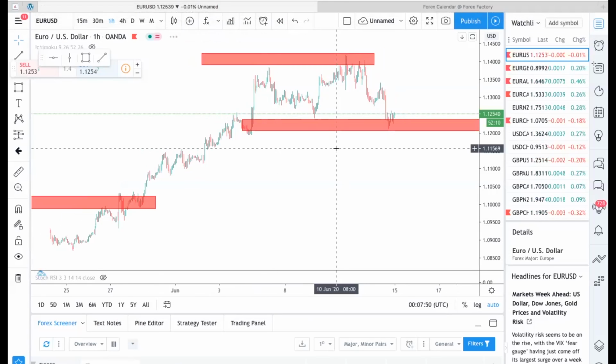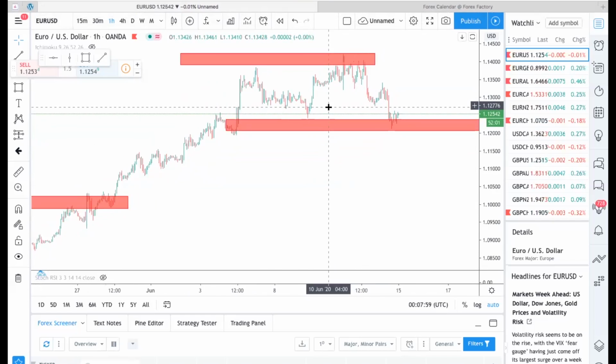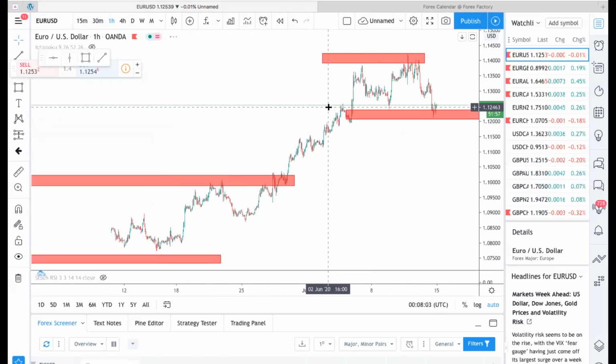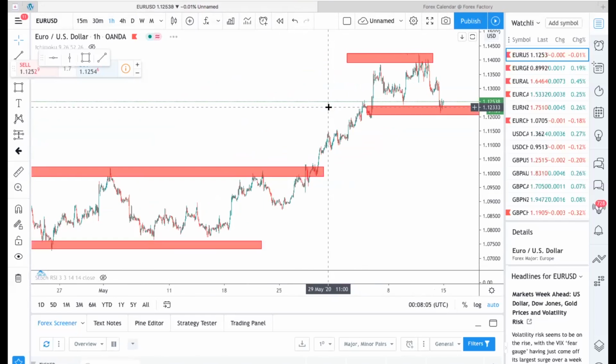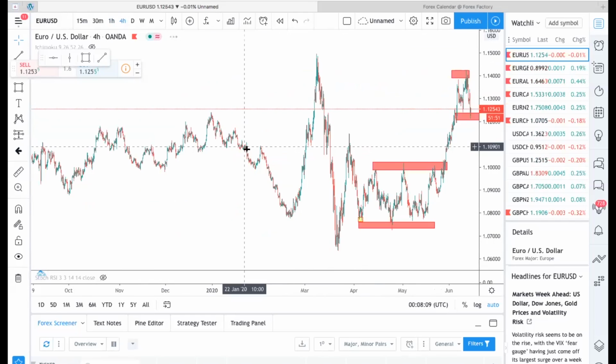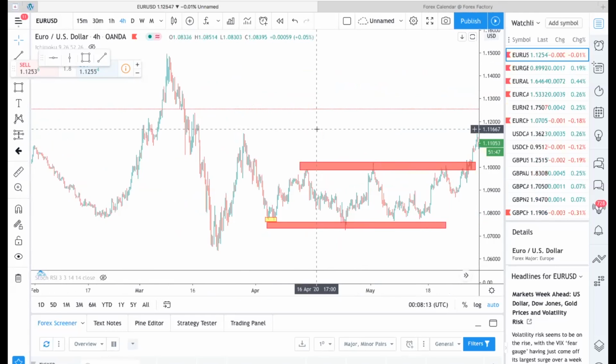But what I wanted to show you today was price action. We looked at it before, but someone requested that we go back through it. Price action is really good for you to learn as well, so I'm just going to run through this one with you.